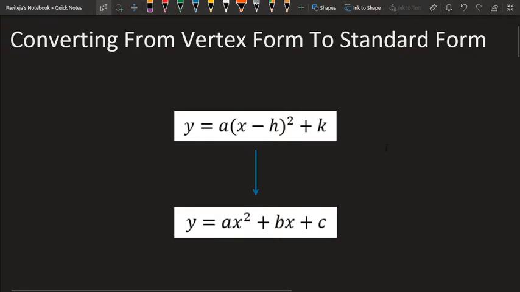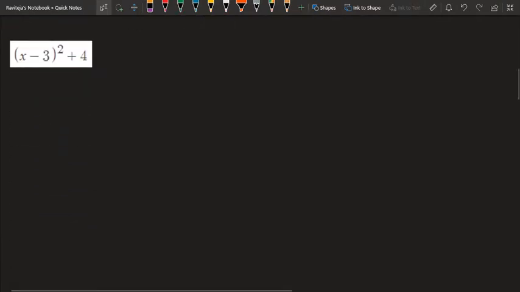And it's pretty simple. All you necessarily have to do is simplify your vertex form and then you'll result with your standard form. So in today's lesson, I'm going to walk you through one example and give you the opportunity to try the last two on your own. So let's begin. And here's our first example.